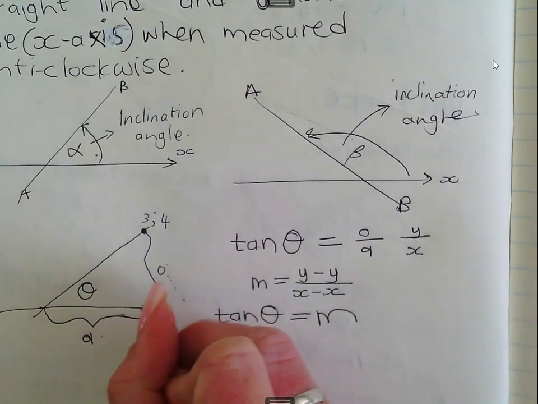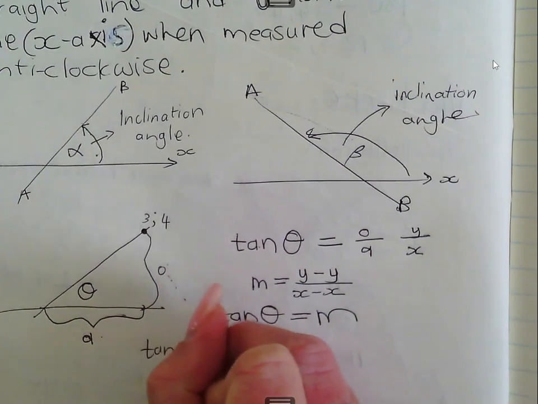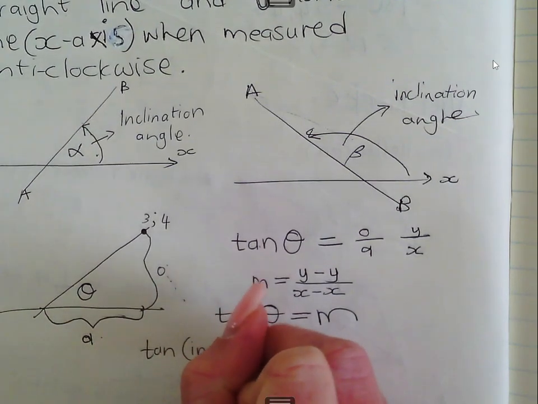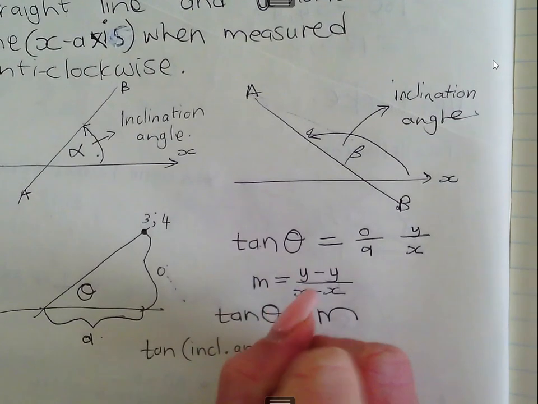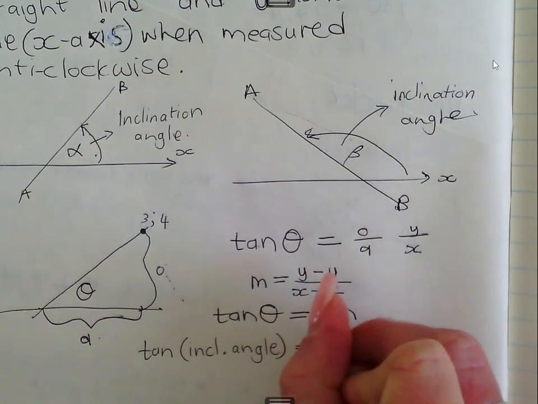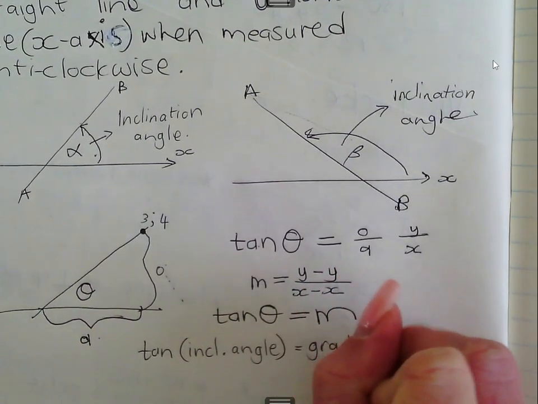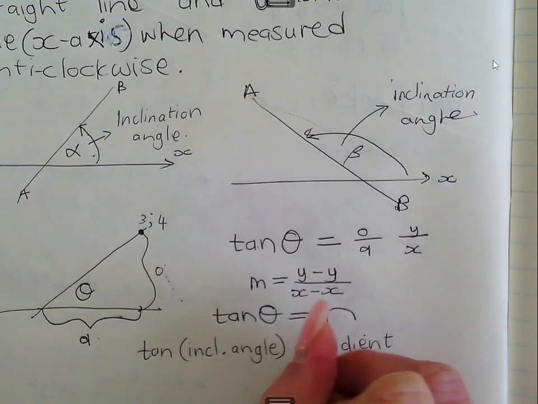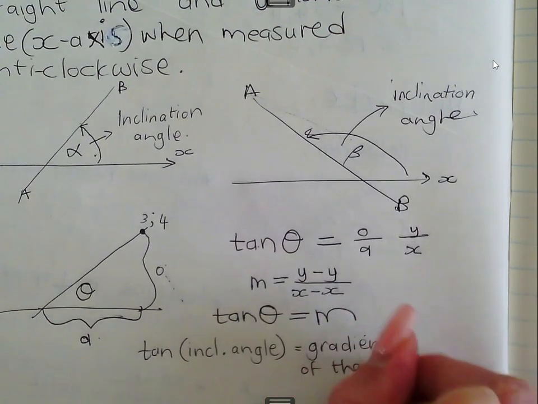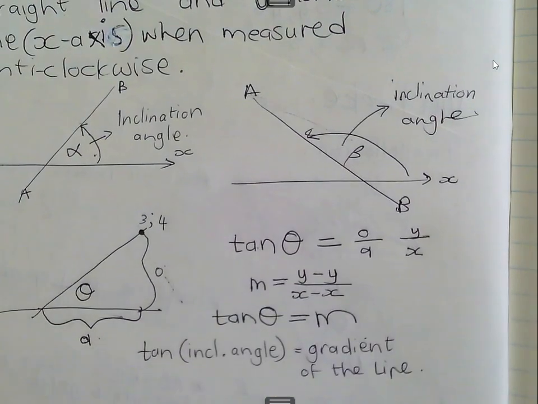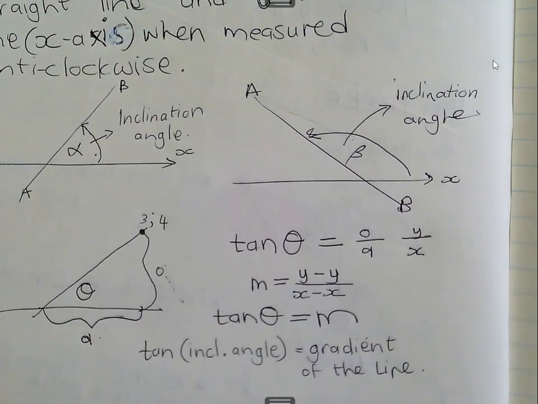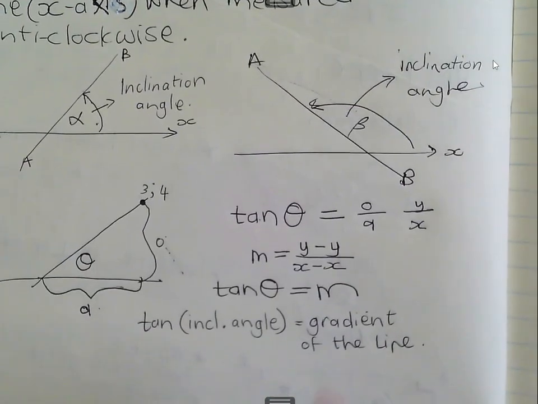The tan of the inclination angle is equal to the gradient of the line. This makes sense, right? I proved it to you there.